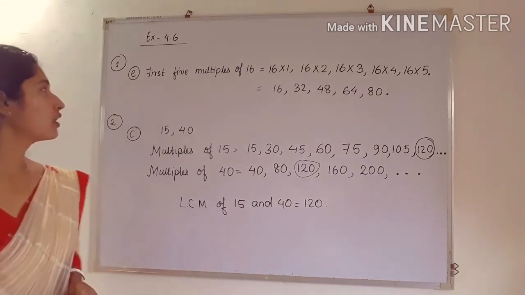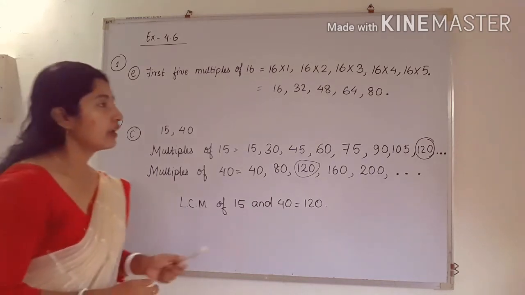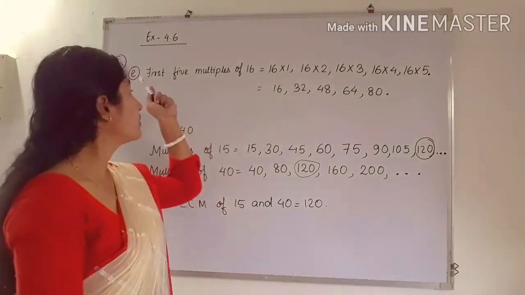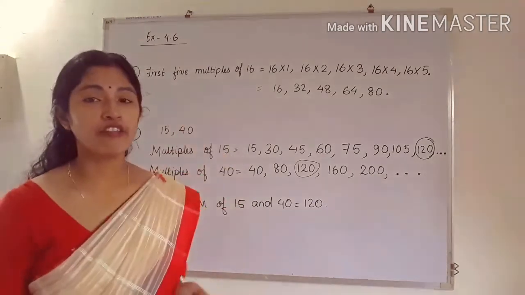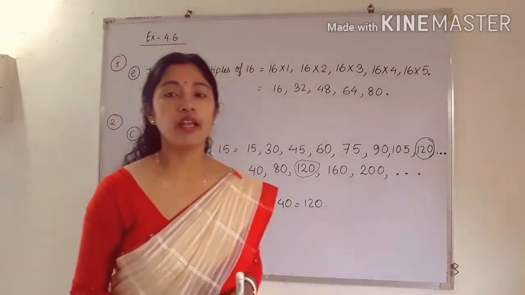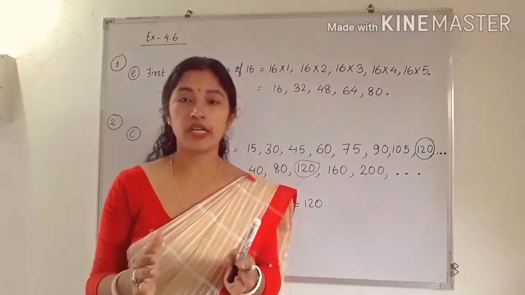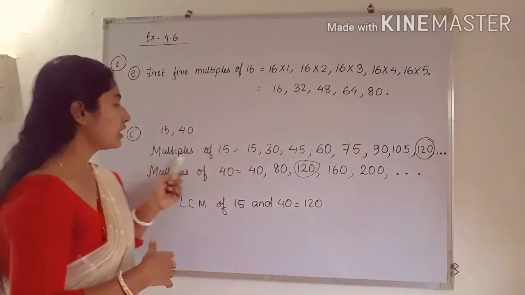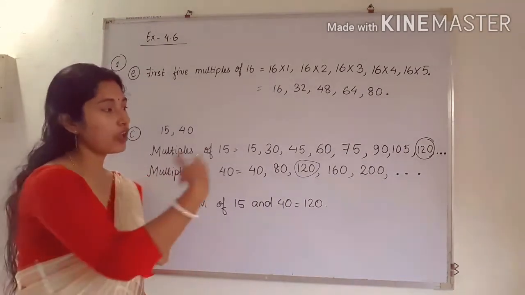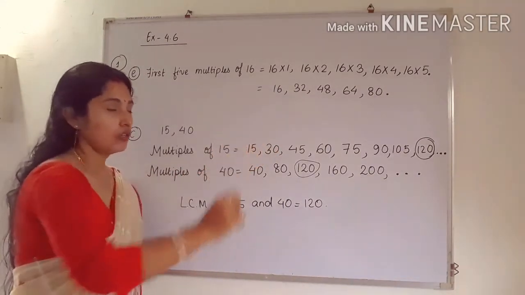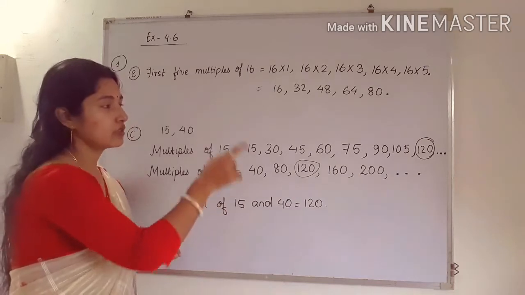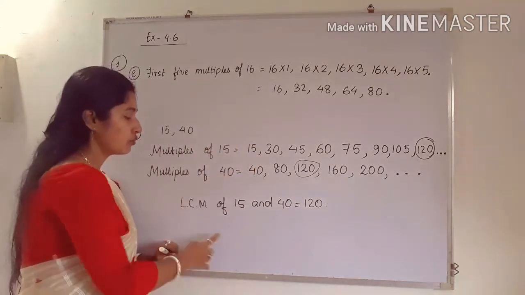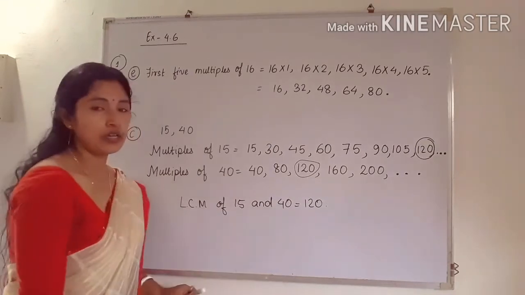See, in question number E and question number C, here I have not written 3 dots because here already I have mentioned that I am writing the first 5 multiples. It is given that you have to write the first 5 multiples, not all the multiples. But here we are writing multiples of 15, so there are many, that's why I have written 3 dots. So that is why there is a difference in the multiples which I have written. So the final answer will be 120.